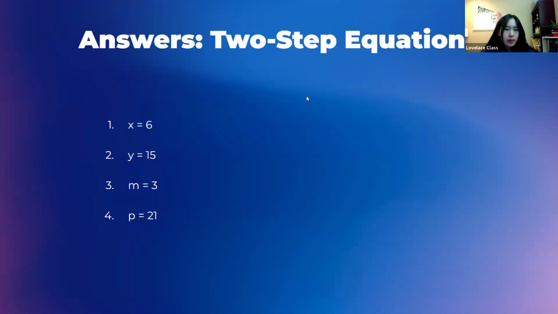Okay, so this is going to be the answer slide of all the answers. Okay, I'm going to zoom out, but this is the answer slide. Does anyone have any questions about the explanations or these answers?